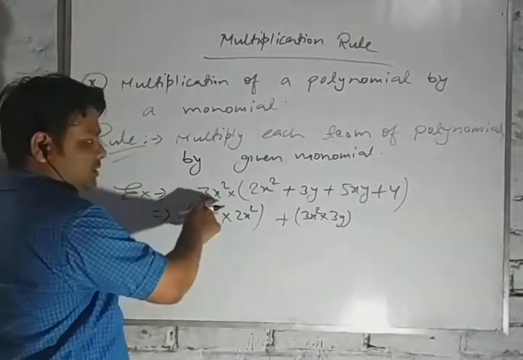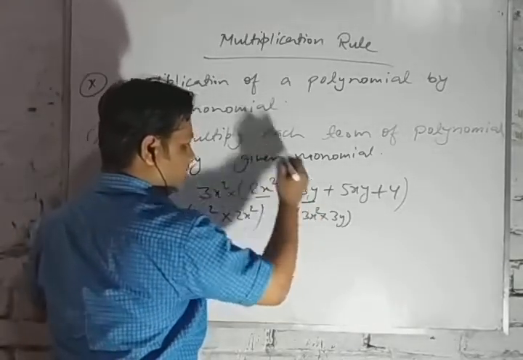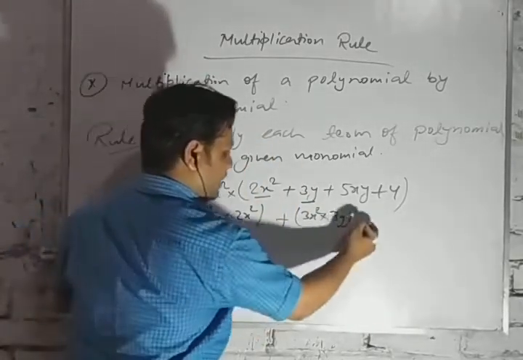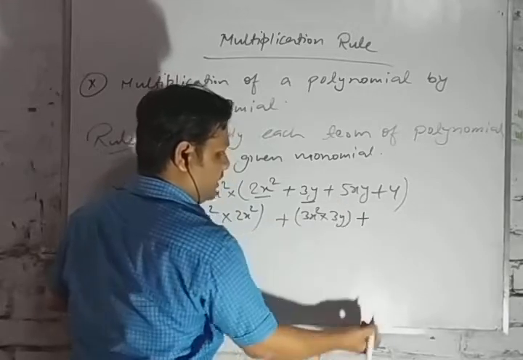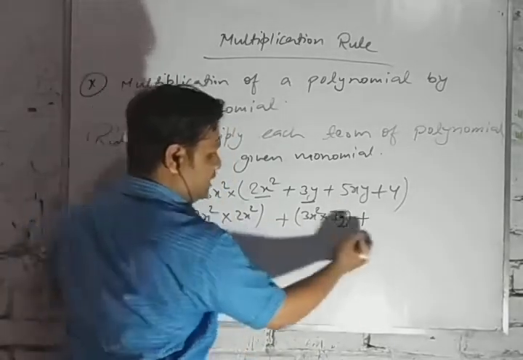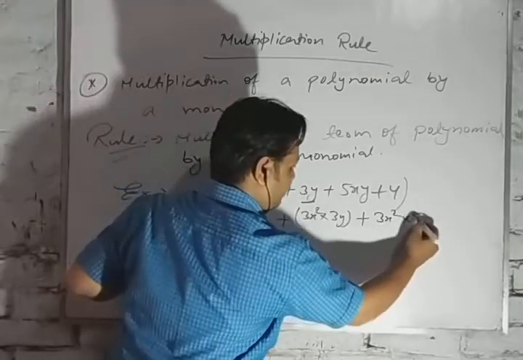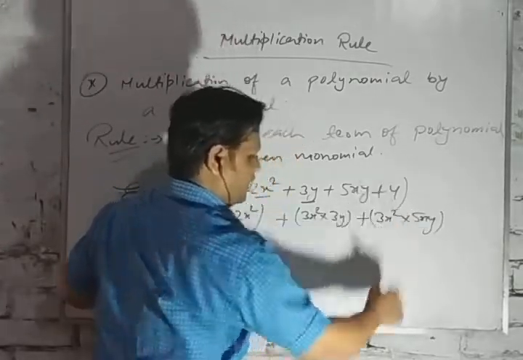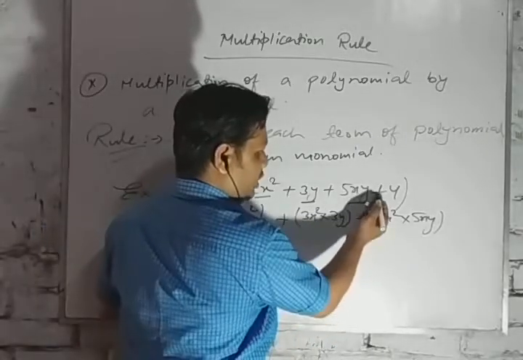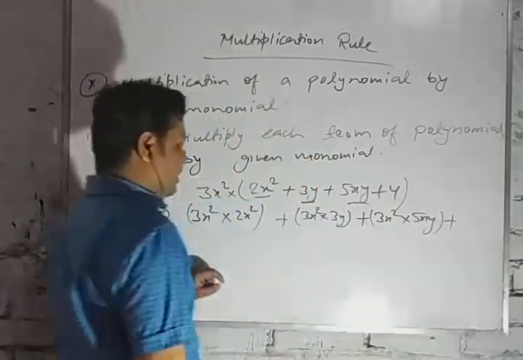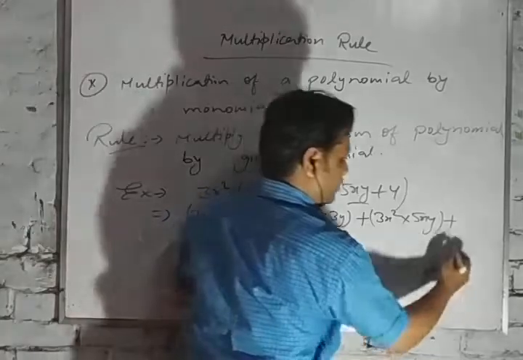Okay. Now 3x square, first term done, second term done. Again we will write, and here plus sign. So we will add plus sign here, and outside again 3x square. So 3x square, and the third term is into 5xy. Again keep in bracket. This done. Now plus. So plus we will add again here. Now 3x square into 4.